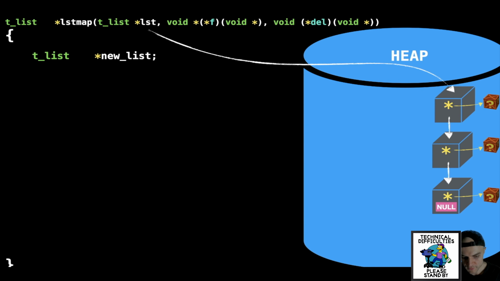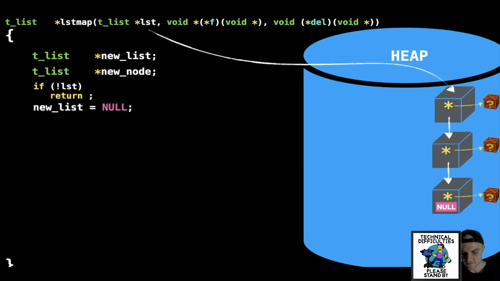So what do we do? Initially, I say new list. This is the actual new list that I will return. Then I'm going to say type list new node. Basically, this is a pointer to a new node. Every time I'm going to create a new node and apply the actual function f to the content. Then the actual control, if not list, we have no business here. We're going to return. Then I say new list is equal to null. Of course, I have to initialize the new list.